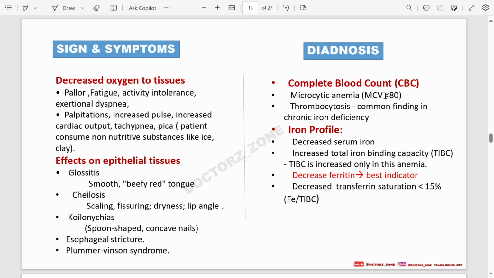First, on the CBC, there will be microcytic anemia, MCV less than 80 femtoliter, and there will be thrombocytosis, which is a common finding seen in chronic iron deficiency anemia, but it can be seen in acute cases. Then on the iron profile, there will be decreased serum iron, increased total iron binding capacity, and decreased serum ferritin, which is the best indicator of iron deficiency anemia. And there will be decreased transferrin saturation, which is less than 15%.